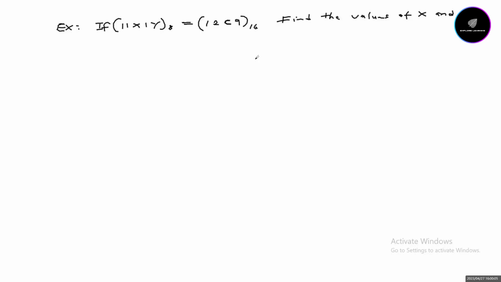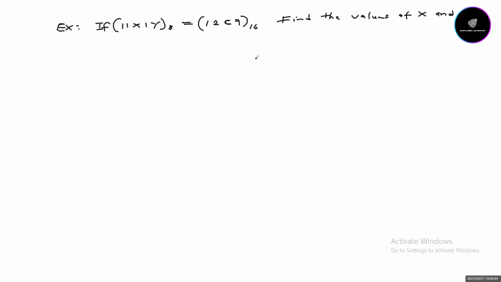In today's video, I'm going to be solving two exercises as relates to the conversion from hexadecimal to octal number system, as well as octal number system to hexadecimal number system. All right, so the question says if 11x1y base 8 equals 12c9 base 16, find the values of x and y.